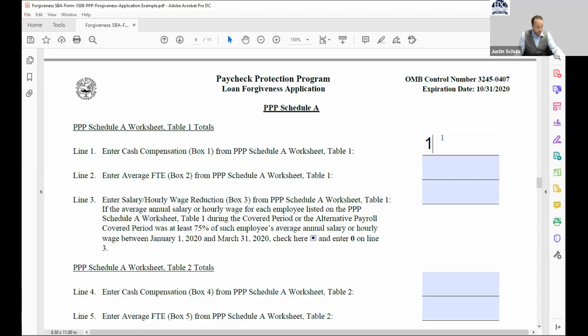And so if we remember, this was 15,384 and actually 61 cents. I didn't round it here. And then now you're going to enter in the average FTE from box 2. Remember, we had 2 employees and they worked the entire time. And then we're going to enter the salary or wage reduction in box 3. This was the amount that they were taking away from us for reducing people's salary by more than 25%. In this case, we did not do that, so it's a 0.